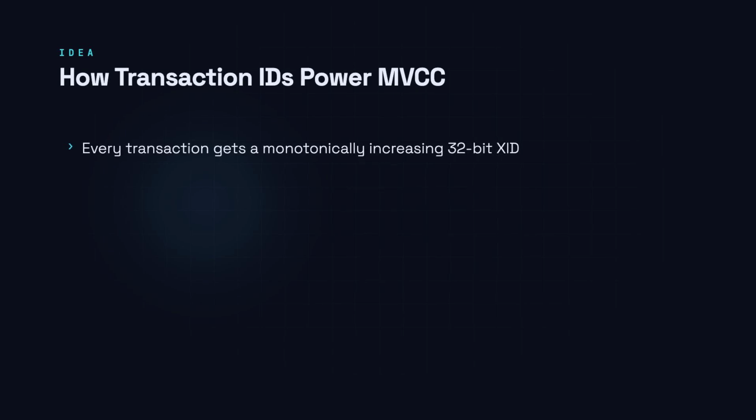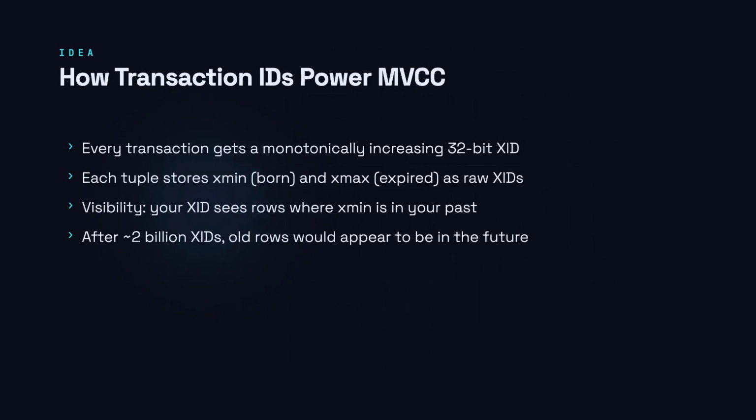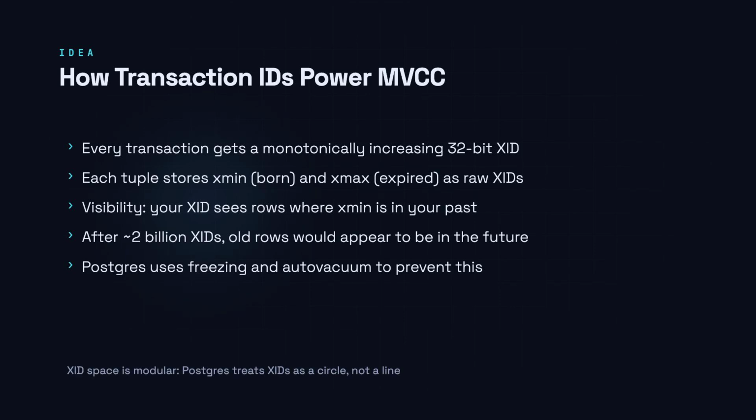Postgres assigns every transaction a 32-bit transaction ID. Tuples store those IDs to decide what each reader can see. Because the counter wraps around after about 4 billion, rows from the distant past can look like they are from the future unless Postgres intervenes.